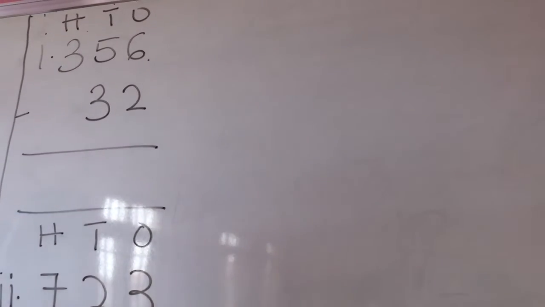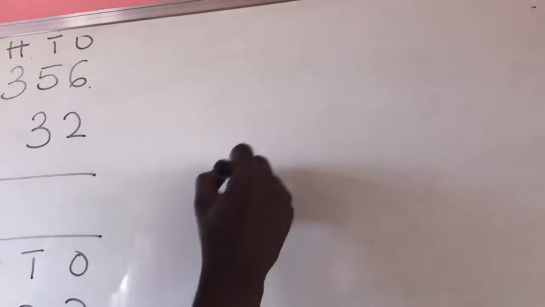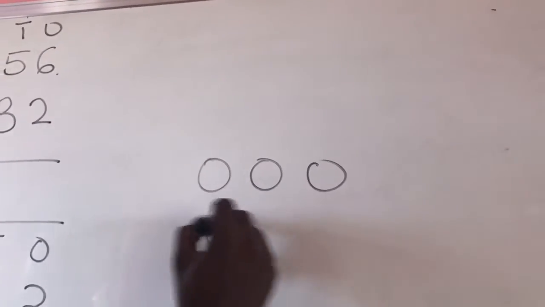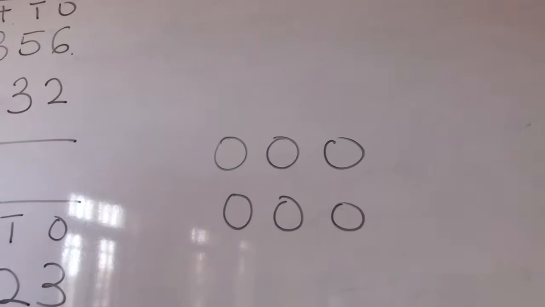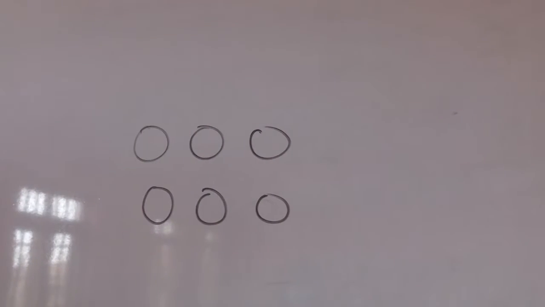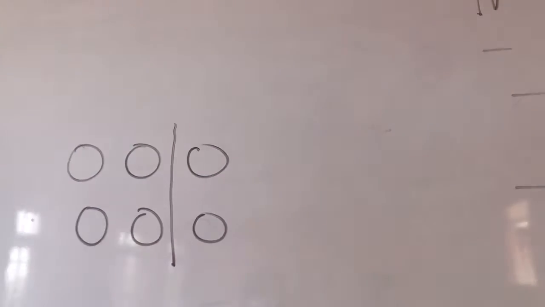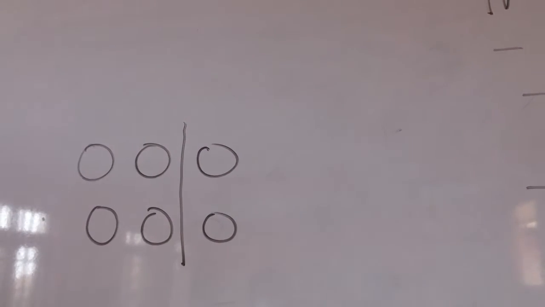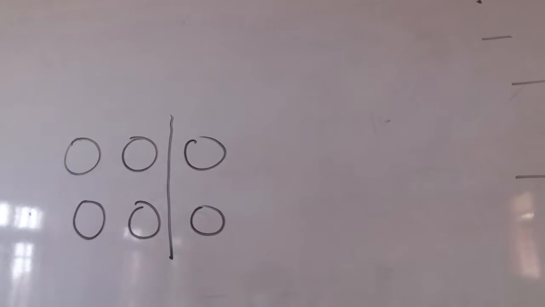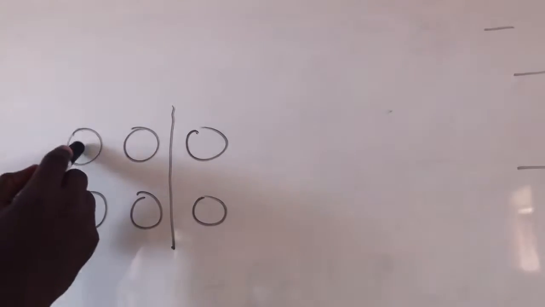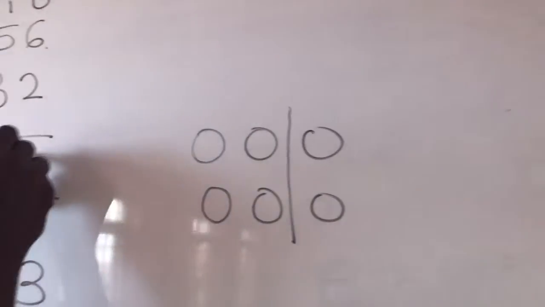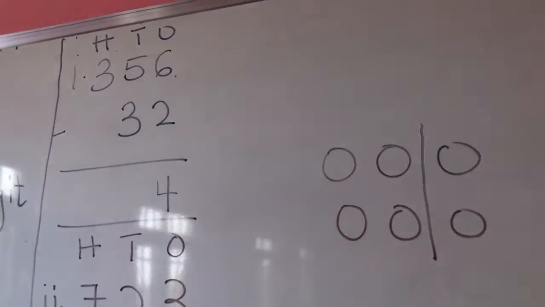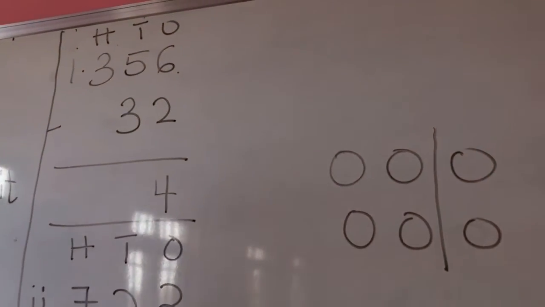So we have 6 oranges, and we are to give 2 out to a friend. What is left, or how many oranges do we have left? We have 1, 2, 3, 4. We have 4 oranges left.